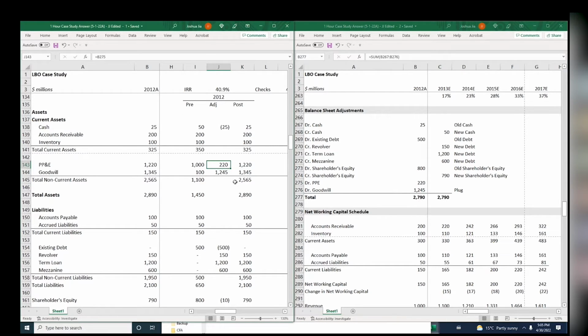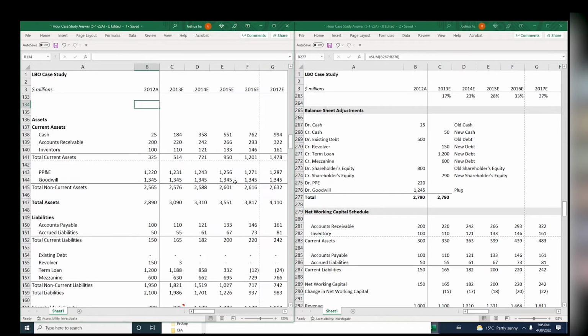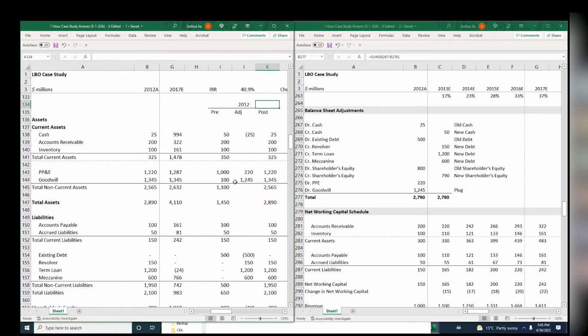That's the accounting. Now, how do we actually put these adjustments into the balance sheet? Long story short, this is how you do it. I like to do it on the side here, nice and clean. I have a pre-transaction and post-transaction column, and I like to have an adjustments column in the middle.